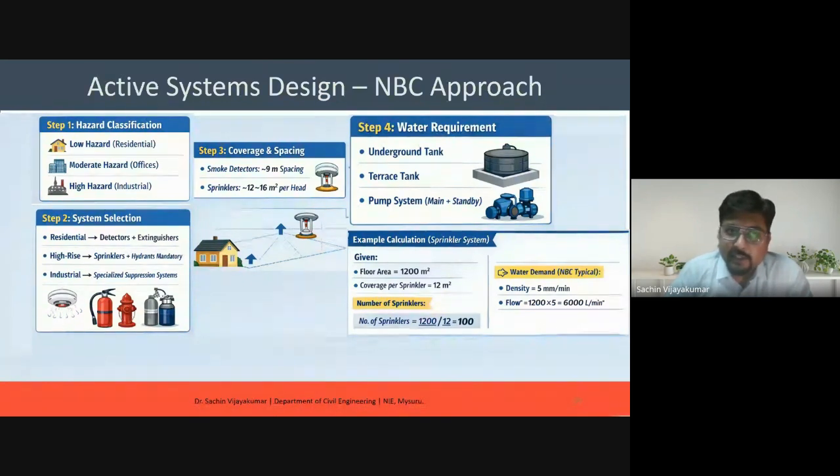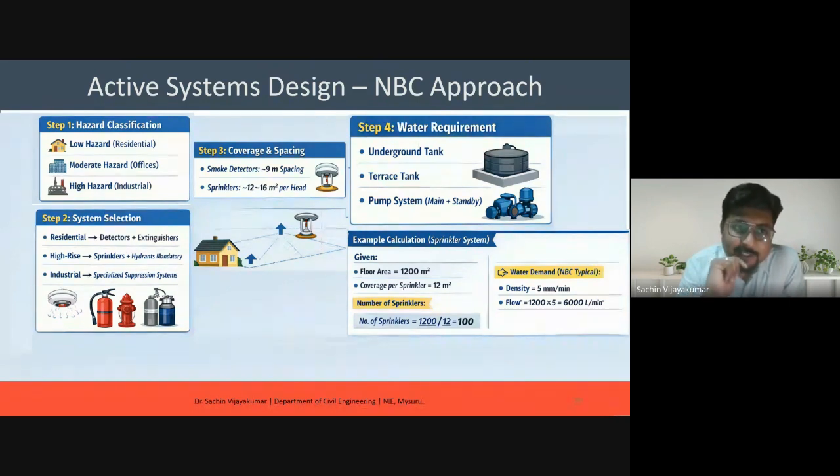First, we need to categorize the building depending upon the type of occupancy that I showed in step 1, that is low hazard, moderate, and high. Depending upon the type of hazard condition, your objectives have to be defined. What is your objective in a fire hazard condition? That is the first objective that you need to address in detail.